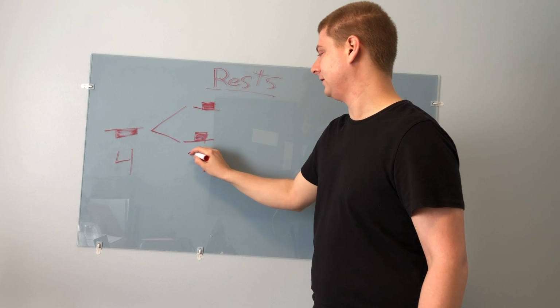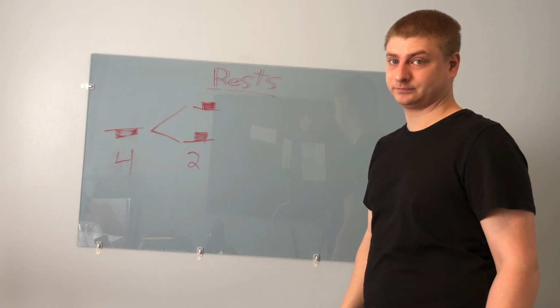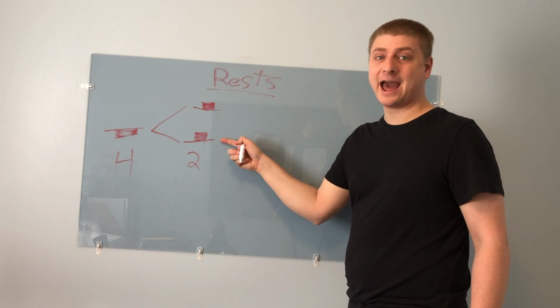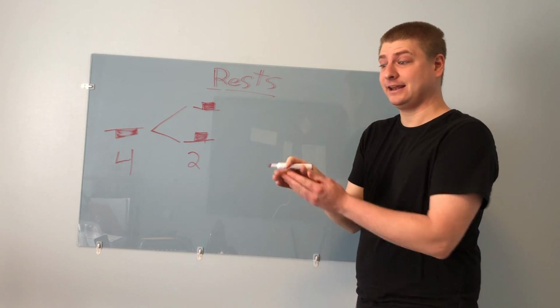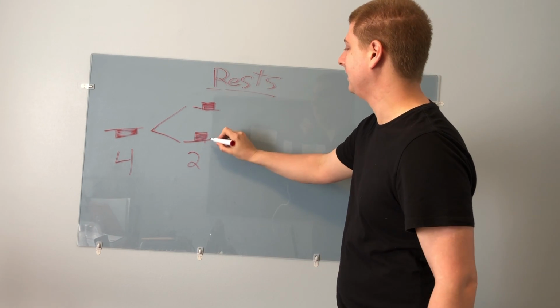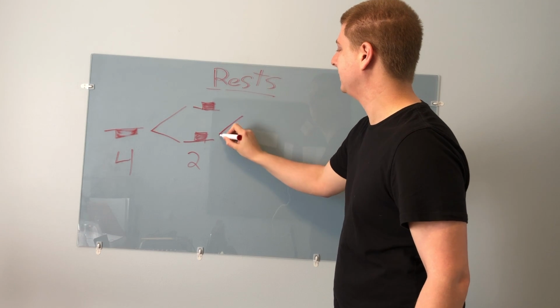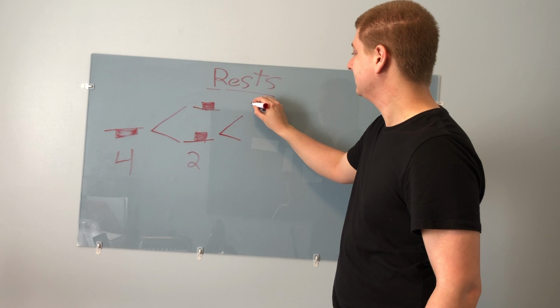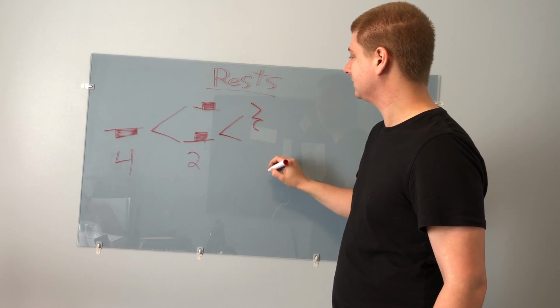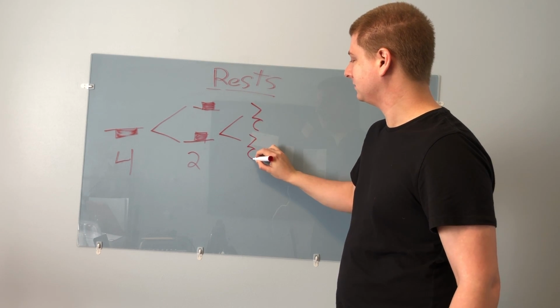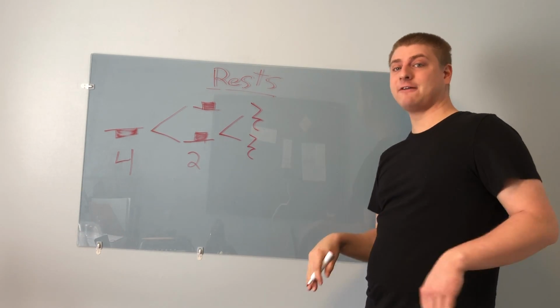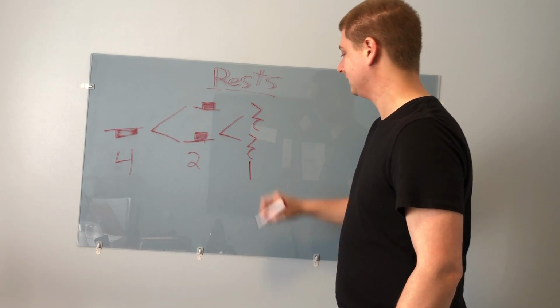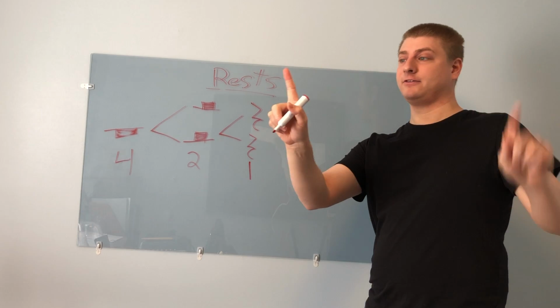4 in half is 2. I'm going to take my half rest. I'm going to split it in half. Doing the same thing. Take this one, split it into 2. We get our quarter rests. Zig, zag, zig, swoosh. 2 in half is 1.